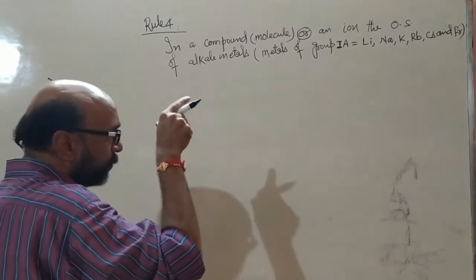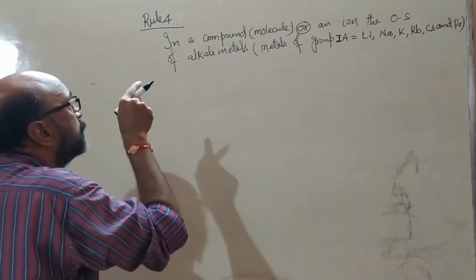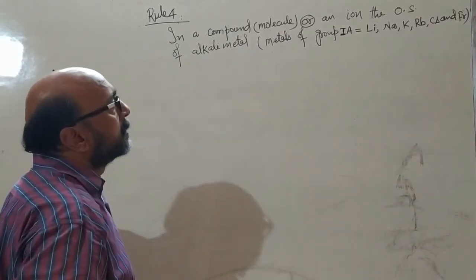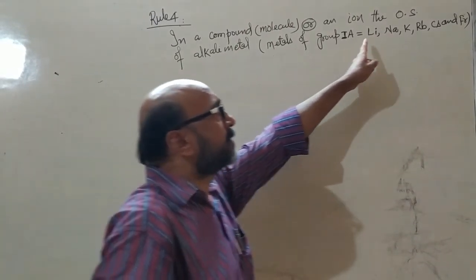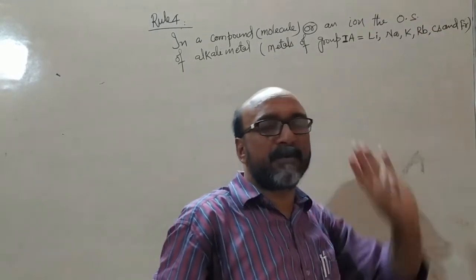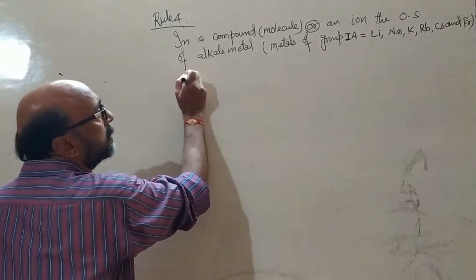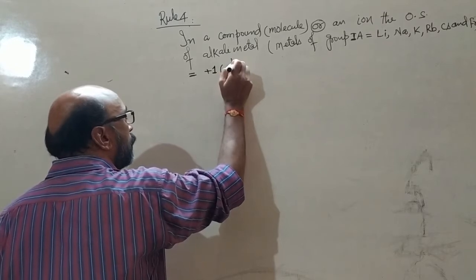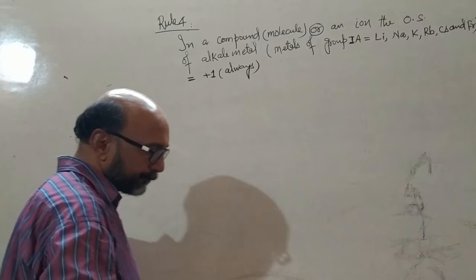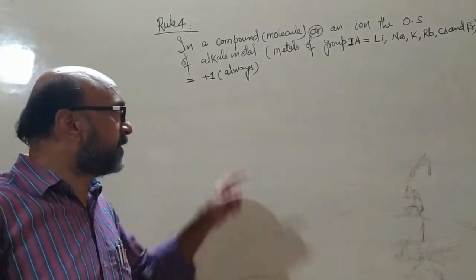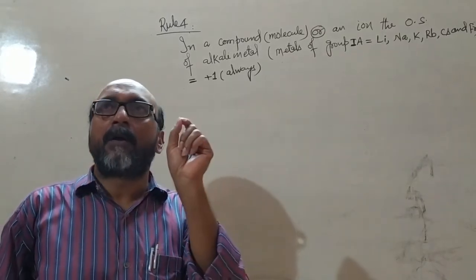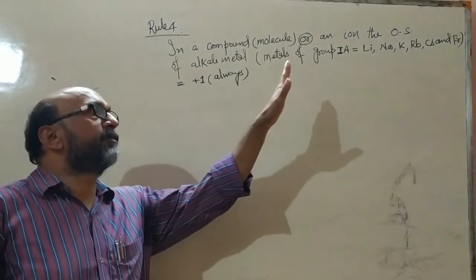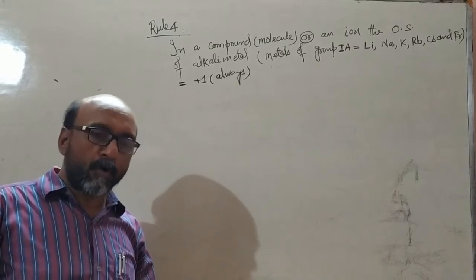In a compound, meaning molecule or an ion, the oxidation state of alkali metals, meaning metals of group first A, and these are 6 metals: lithium, sodium, potassium, rubidium, cesium, and francium, is equal to +1. Always. It means these metals always possess a constant charge, that is +1, whether these metals are present in a molecule or in an ion.